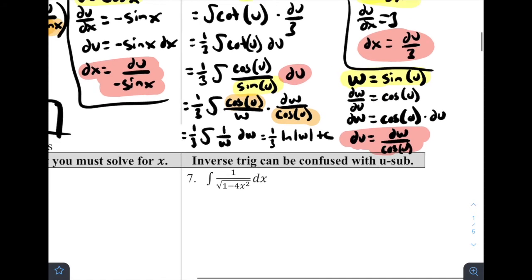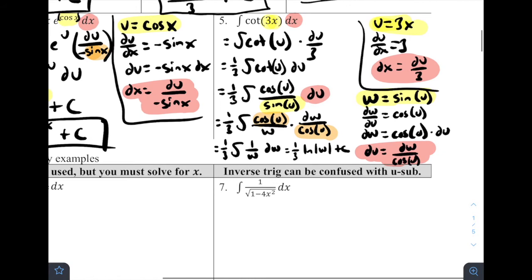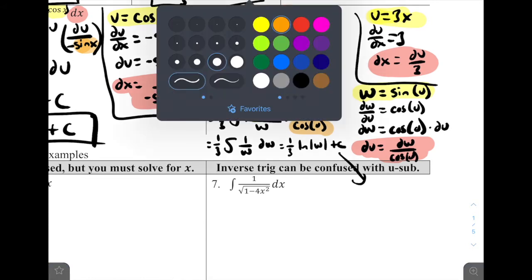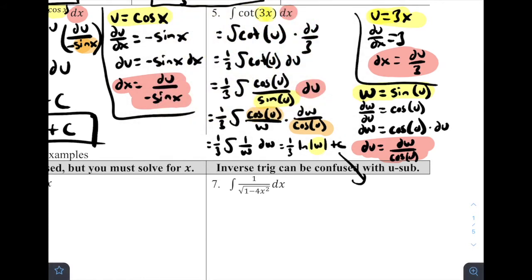I'm running a little bit out of room here, so I'll go over here. Then we substitute back in for the w, which has a u in it, which we then have to substitute back in. So what do we end up getting? We end up with 1/3 times the natural log of sine of u, but u was 3 over x, plus c. Don't forget that plus c.